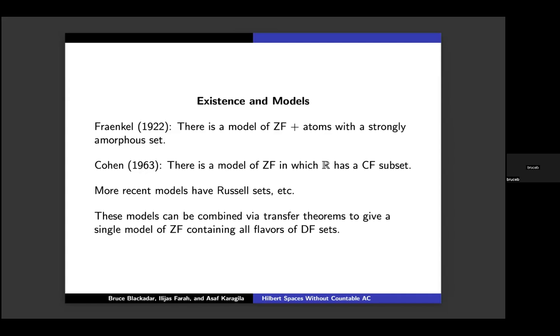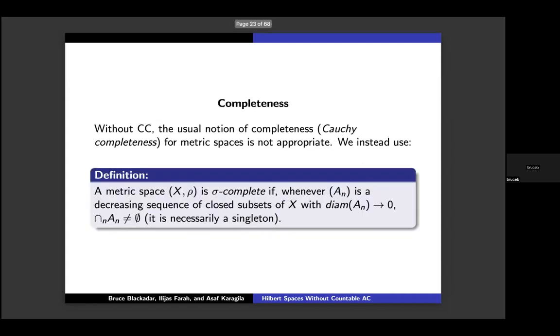Okay, so that's the end of our little whirlwind excursion into set theory. But we'll use these different kinds of sets as we go on. So now let's talk about Hilbert spaces. First thing we have to do is get the right notion of completeness. The usual notion of completeness of a metric space is that every Cauchy sequence converges. And that's what we'll call Cauchy completeness. But it turns out without countable choice, this is not really the appropriate notion of completeness for a metric space.